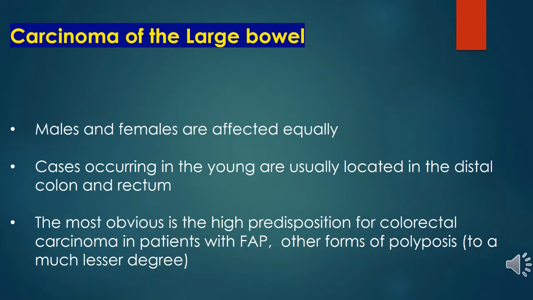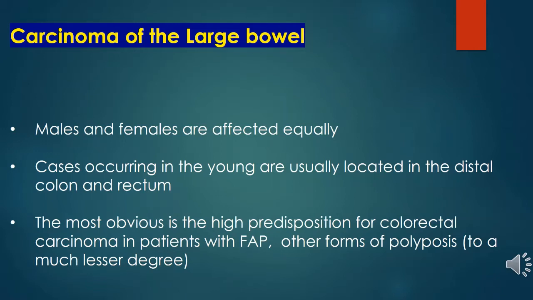A few words about carcinoma of the large bowel. They are common in Europe and North America, but low in Africa and Asia. They are the third most common cancer among men and women, and the second leading cause of death from cancers. At the same time, they are the most curable form of carcinoma of the GIT. Males and females are affected equally, and the mean age at diagnosis is in the 6th to 7th decades of life. Cases occurring at a young age, less than 40 years, are usually located in the distal colon and rectum, and tend to show features associated with aggressive behavior or are associated with one of the hereditary colorectal cancer syndromes.